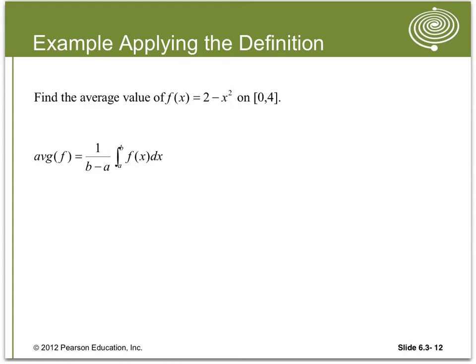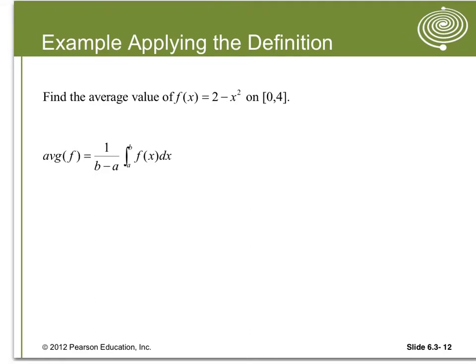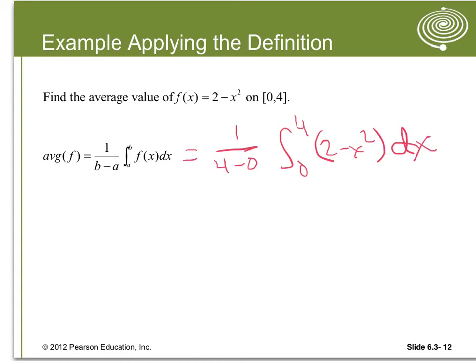So let's try it. If we're trying to find the average value of f(x) equal to 2 minus x squared on 0 to 4. So there's my formula, 1 over b minus a times the integral from a to b of f(x) dx. So I have 1 over 4 minus 0 times the integral from 0 to 4 of my function 2 minus x squared dx. So I have 1/4 times my integral from 0 to 4 of 2 minus x squared dx.